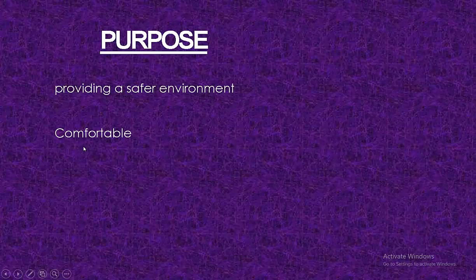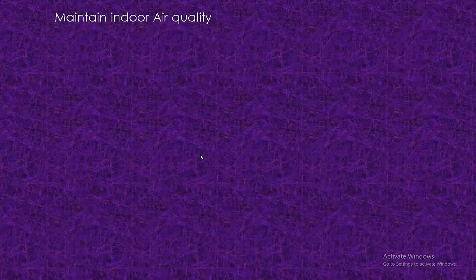The second purpose of HVAC is that it can provide a comfortable environment. As you know, we can control temperature and humidity. By controlling temperature and humidity levels, we can provide a comfortable environment using the HVAC system. And the third purpose of the HVAC system is that it can maintain the indoor air quality of the healthcare facilities.